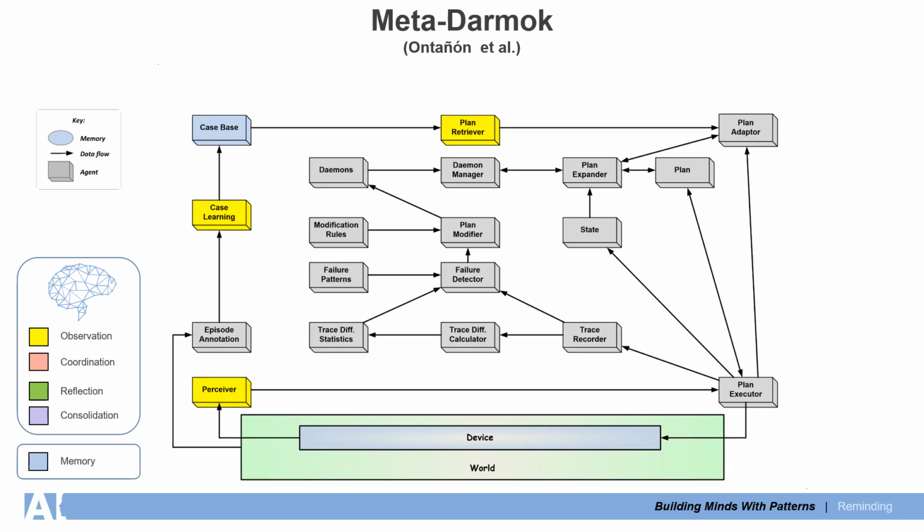Meta-Darmok by Ontañón and associates is a case-based planning system that plays Wargus, a real-time strategy game. The system accepts advice from a human critic. The system uses failure patterns to detect anomalous behaviors and learns from experience which failures are salient enough to address. This system is a partial implementation of the reminding pattern, since the perceiver does not directly store the initial cases in the case space. Rather, the cases are bootstrapped by a human advisor who suggests the initial plans to use.